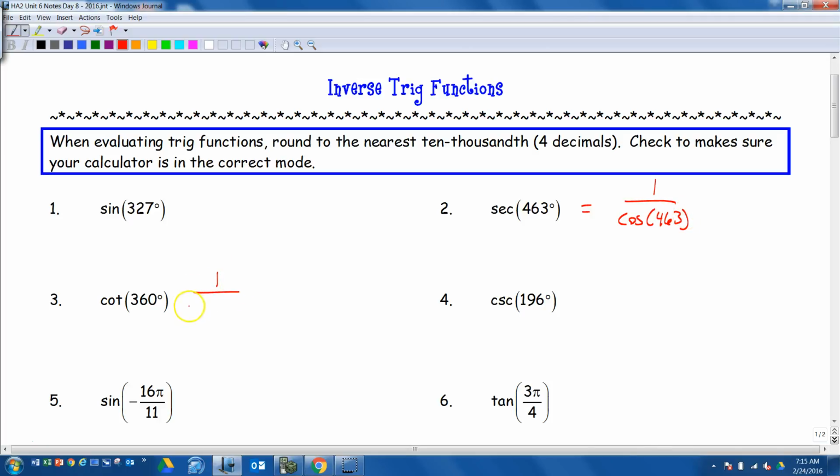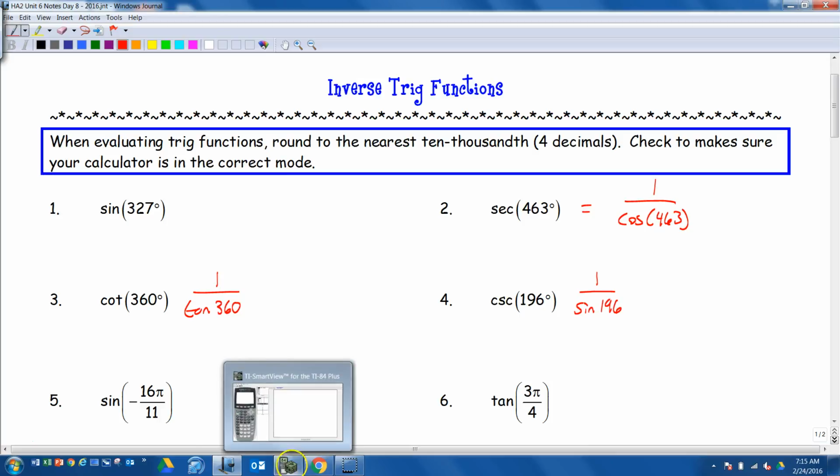Cotangent is the reciprocal of tangent. And cosecant is the reciprocal of sine. Now, remember, you never flip just the angle. We flip the whole ratio. So the ratio is the thing that flips, and since this represents a ratio, we flip the whole thing. So now I'm going to just show you how to type in one of these and then write the answers for the others.